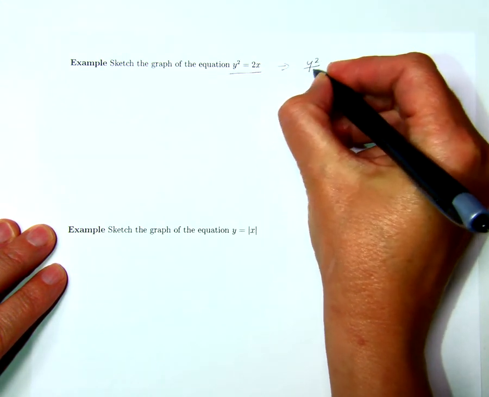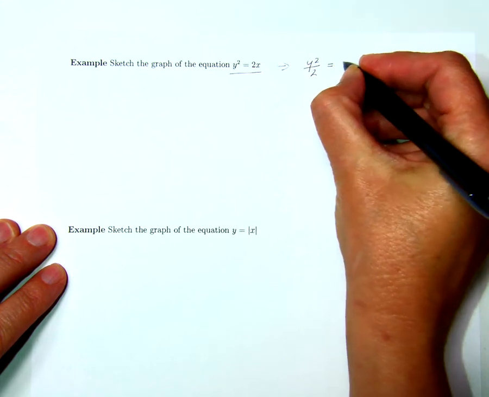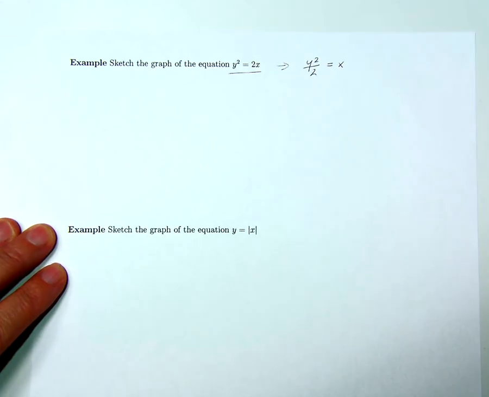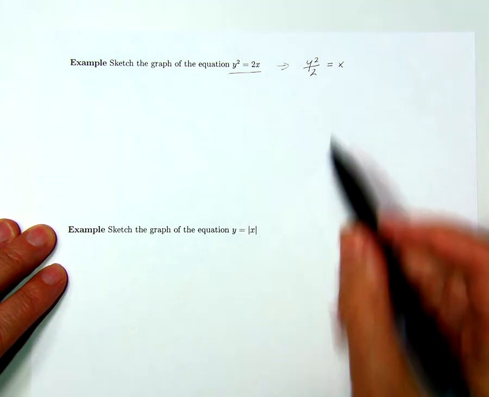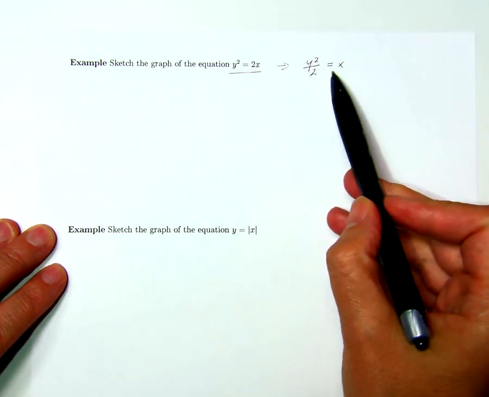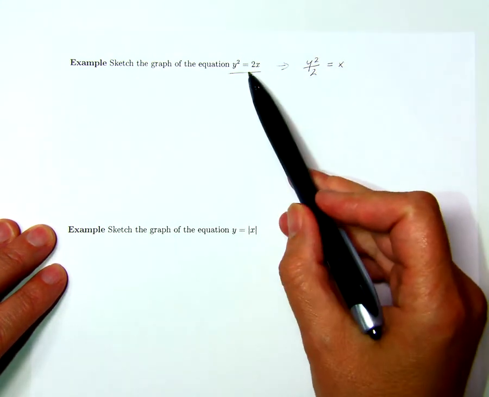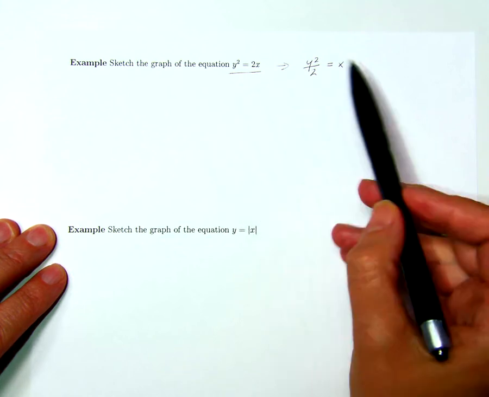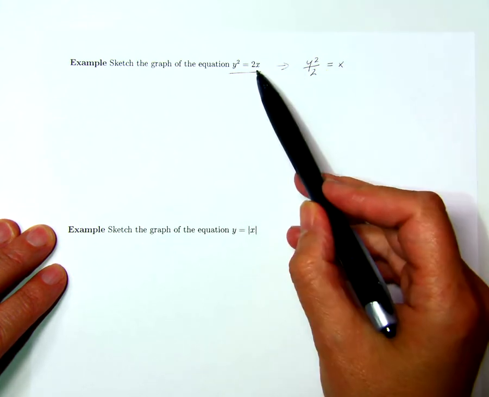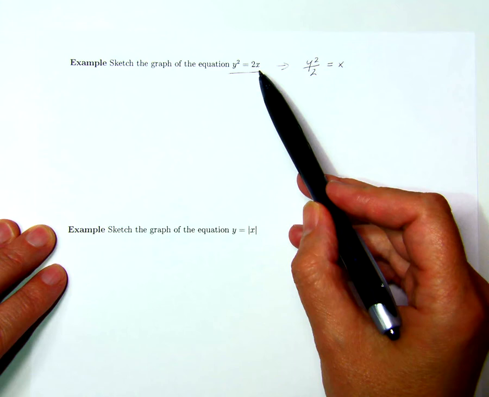For this one, we can change this equation and solve for x in terms of y by dividing both sides by 2. And this gives us an equivalent equation and equivalent graphs. Every x and y which satisfy this equation satisfy the first one, and vice versa. So the graph of this equation is exactly the same as the graph of the equation on the left.